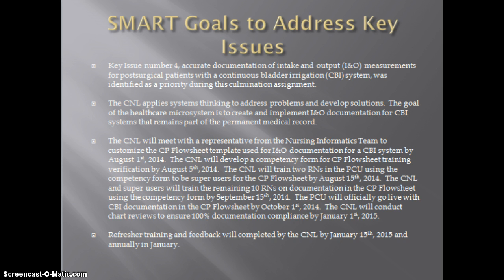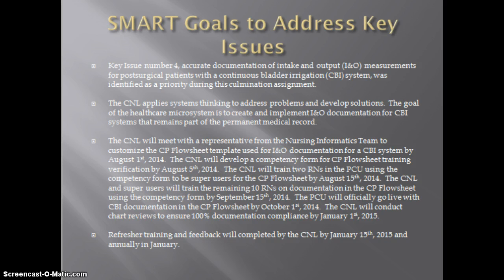The CNL will meet with the representative from the nursing informatics team to customize the CP flowsheet template that is previously being used for other I&O documentation for a CBI system by August 1st, 2014. The CNL will develop a competency form for CP flowsheet training verification by August 5th, 2014. The CNL will train 2 RNs in the progressive care unit using the competency form to be super users for the CP flowsheet by August 15th, 2014.